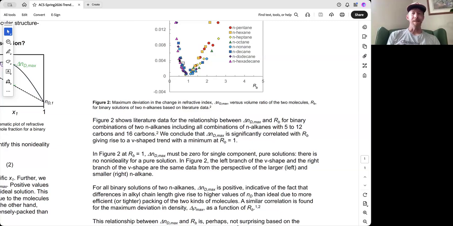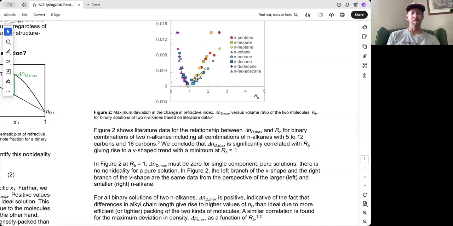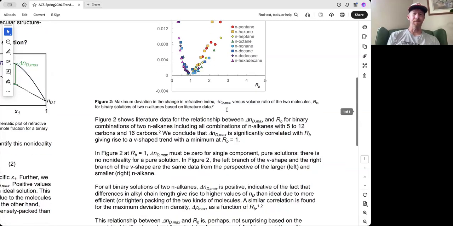The left branch is from the viewpoint of the longer alkane in the denominator, and so all the RB values are less than 1. The right branch is for the shorter alkanes, where all the RB values, or most of them, are bigger than 1. Certainly for pentane, they're all bigger than 1, and certainly for hexadecane, they're all less than 1, because hexadecane is the longest one and pentane is the shortest.